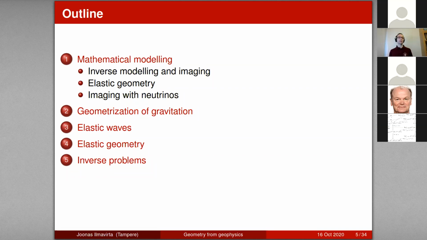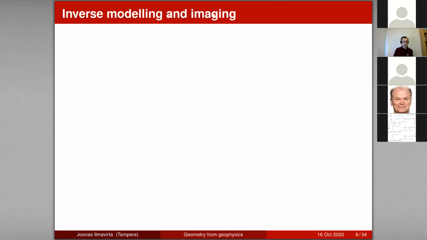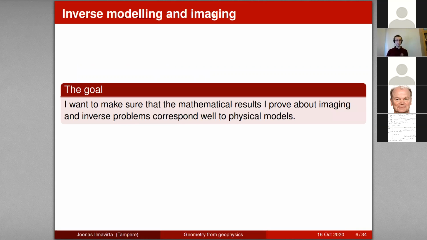So let's start with this modeling thing. The name of the Centre of Excellence is Inverse Modeling and Imaging, and the goal that I have is in line with this name quite well. I want to make sure that the mathematical results that I prove, because that is what I do eventually, I prove theorems, and I prove them about imaging and inverse problems, correspond well to physical models. That is the driving force. And I'll give 2 examples to make this goal concrete.